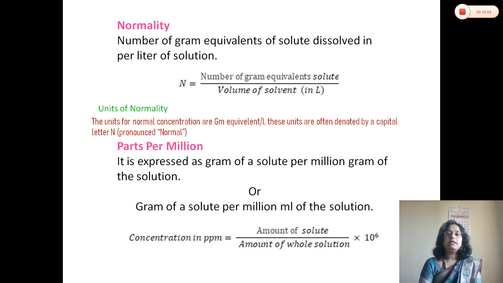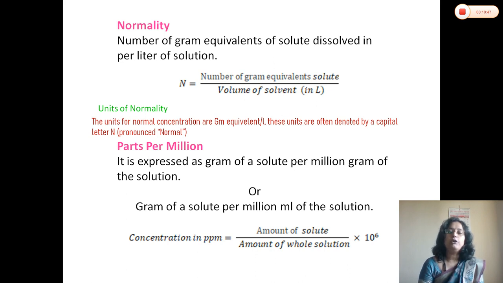Next concentration term is the normality. Now what is the normality? It is the number of gram equivalents of solute dissolved per liter of solution. Now what is the gram equivalent? The gram equivalent weight is calculated by dividing the molecular weight of solute by its replaceable valencies. So normality is given by the number of gram equivalents of the solute dissolved per liter of the solution, and it is denoted by a capital N and given by the formula number of gram equivalents of the solute upon volume of solution in liter.